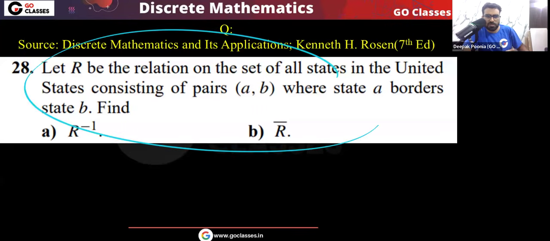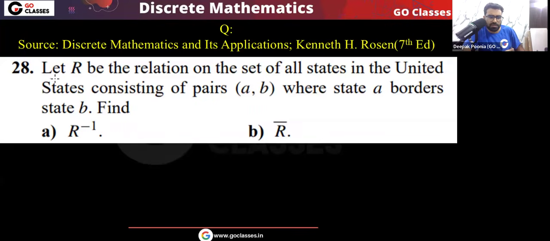Let's solve this question from Kenneth Rosen. Let R be the relation on the set of all states in the United States.